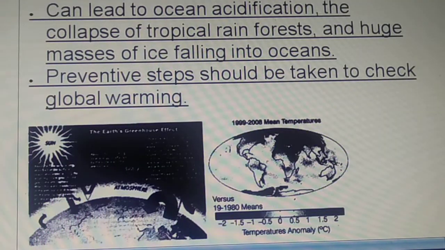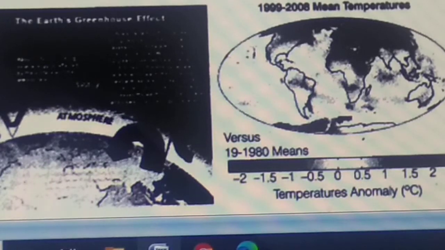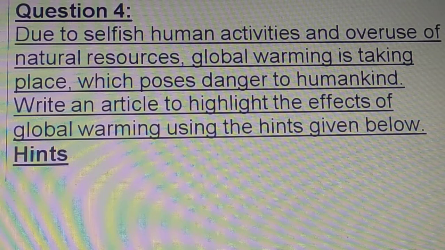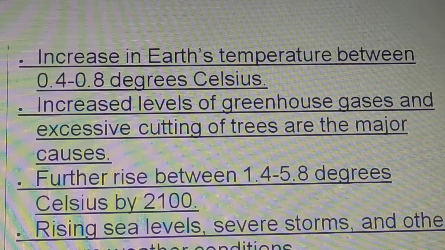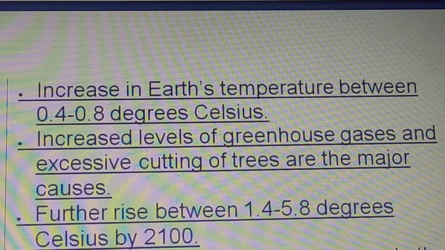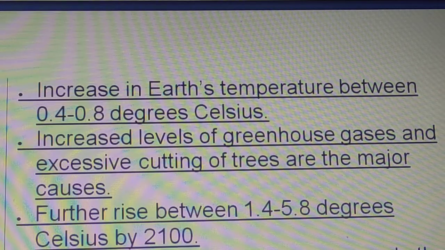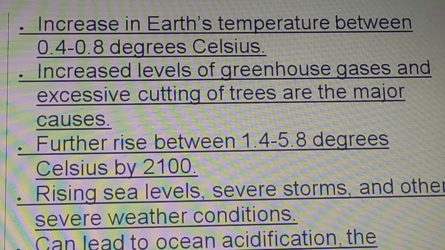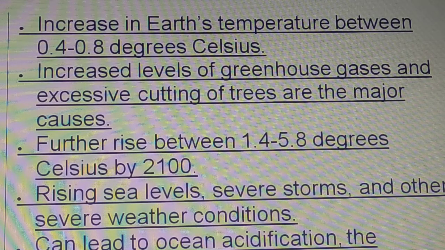So, look at the picture there, children. I'll zoom it a little for you. May not be very clear, but doesn't matter. So here's the question once again. Go through global warming and then the hints. See, read the hints very carefully. This will help you to write your article. It will help you to write a good article. Okay. See, these are the hints given. With the help of these hints, you have to write the article on global warming.